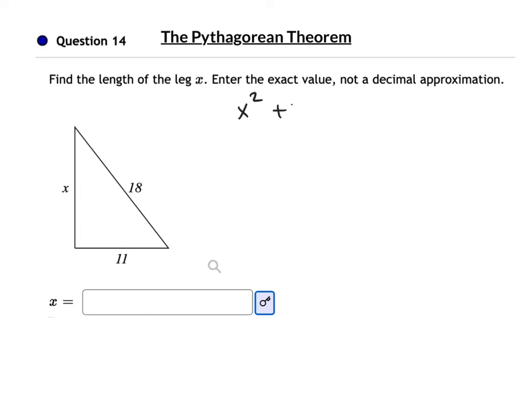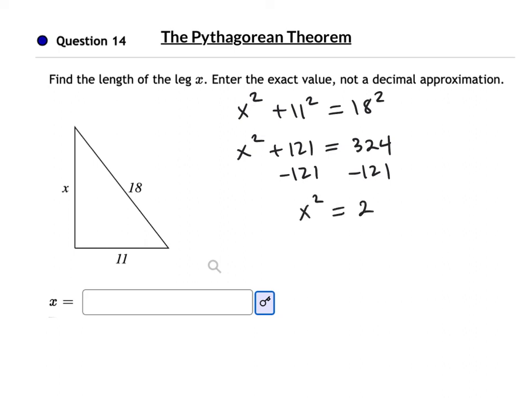X squared plus 11 squared equals 18 squared. X squared plus 121 is equal to 324. Get the x squared by itself. Subtract 121 from each side. 324 minus 121 is 203. I just tried several perfect squares dividing into 203, and I didn't find one.